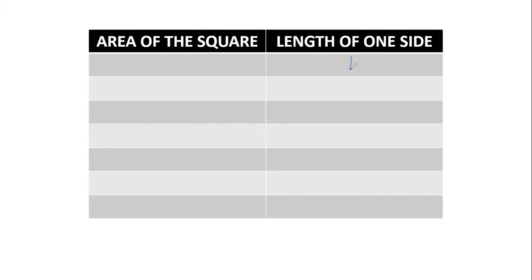So if you have a length of 1, the area of the square is 1. If you have a length of 2, the area of the square from your Desmos is 4. If you have a length of 3, the area of the square is 9. Okay, and moving on, if you have a length of 4, the area is 16. If you have 5, the area is 25. Okay, if you have a length of 6, the area is 36. And if you have a length of 7, the area is 49.